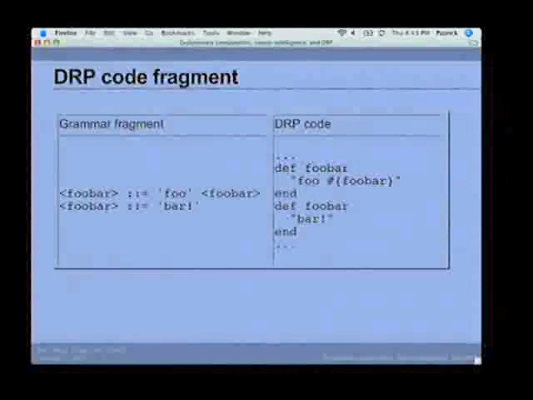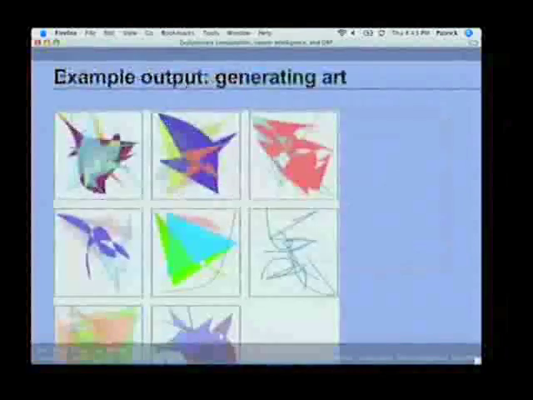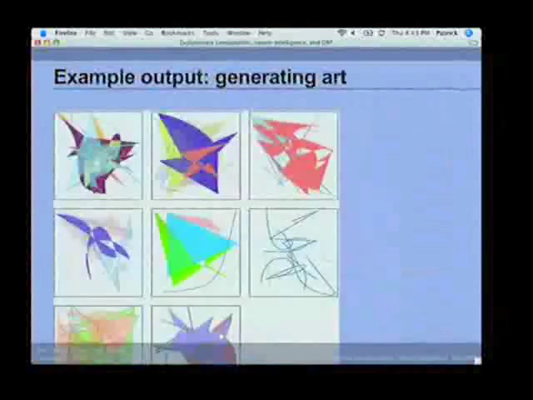So you just write it out in normal Ruby code. The documentation for DRP includes an example of generating random browser canvas images. These aren't subject to any fitness measurements. It just randomly generates them, which is why these all are pretty much nonsense.